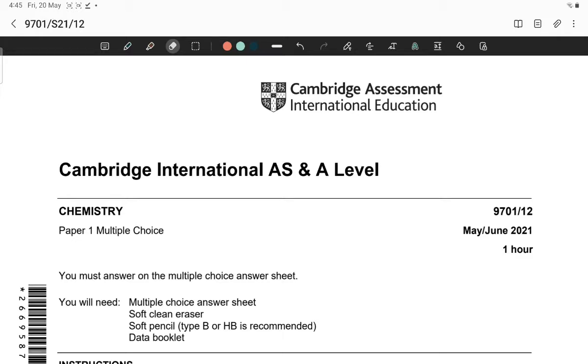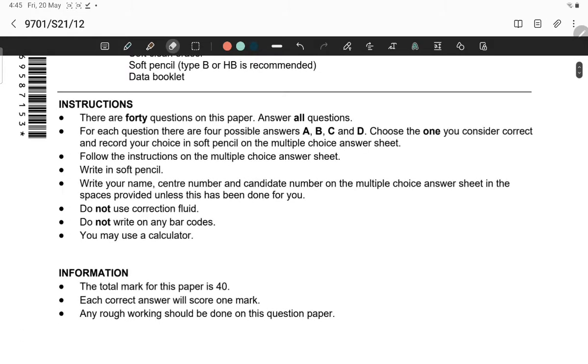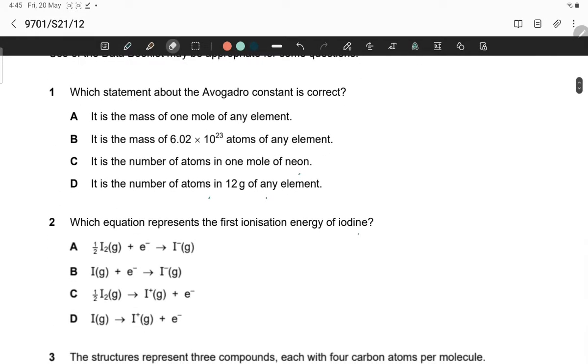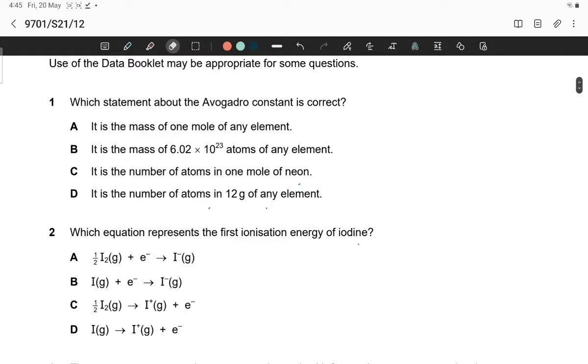Today I will be solving Chemistry Paper 1 multiple choice questions, Paper 1-2 from May-June 2021. Let's start. Question number 1. Which statement about the Avogadro constant is correct?